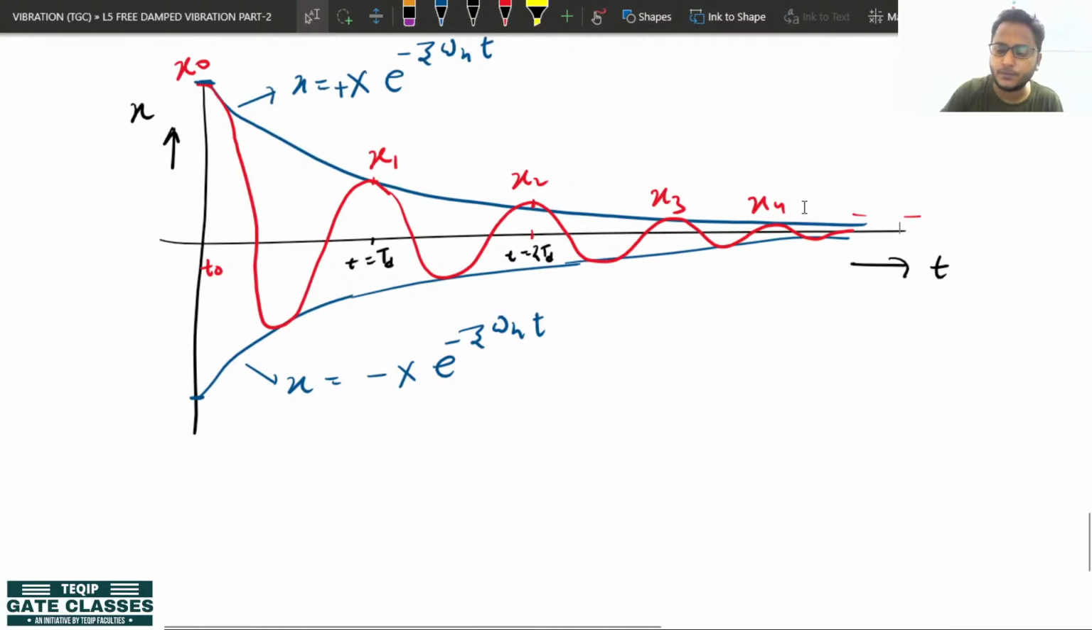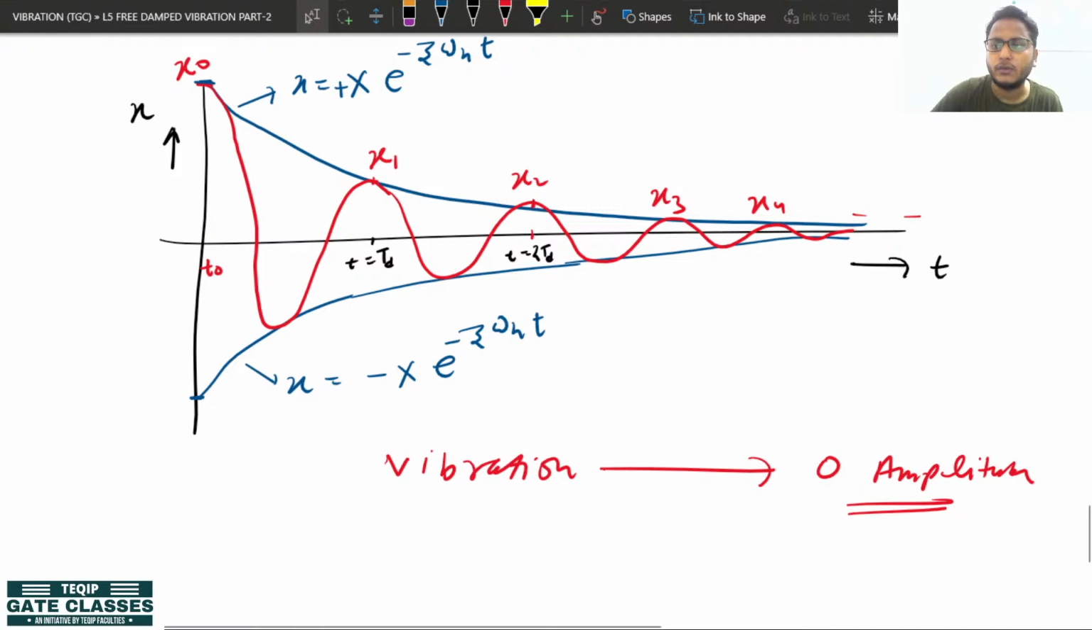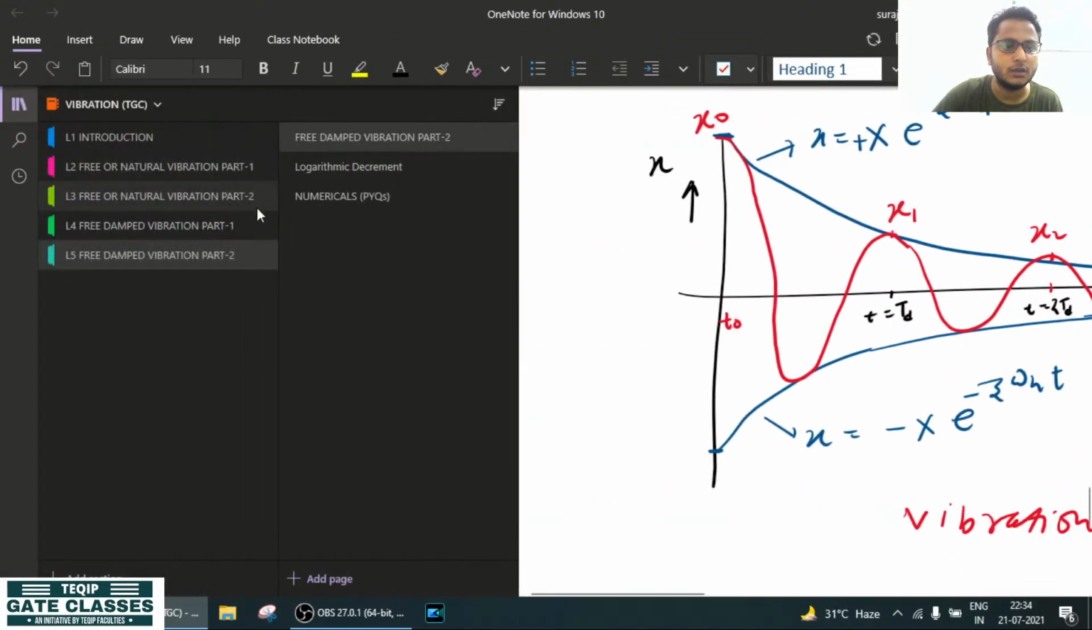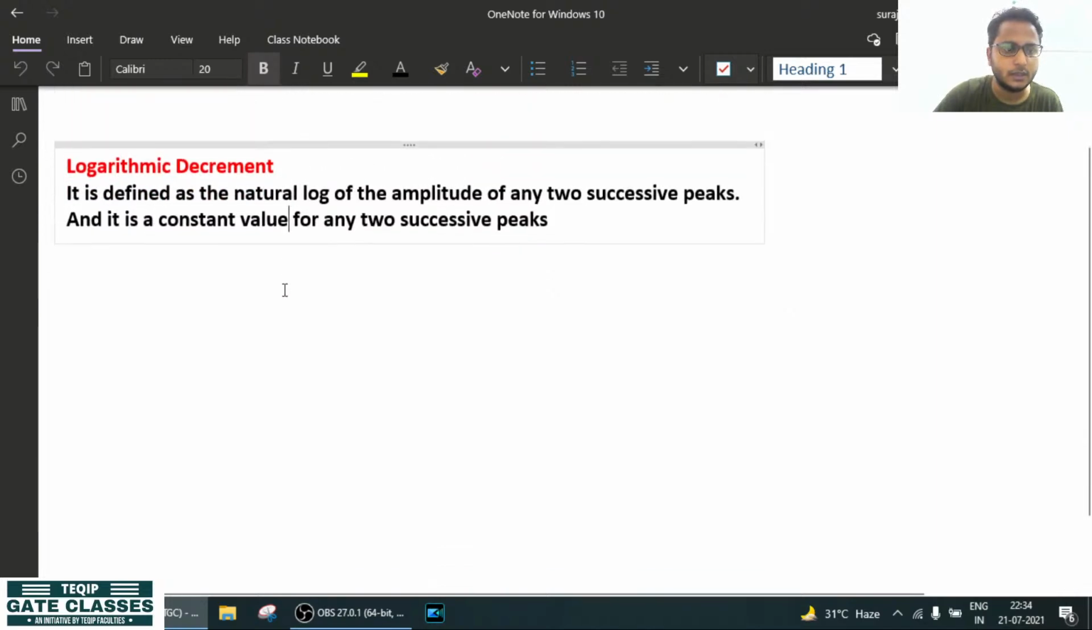This is vibration, but it is tending towards zero amplitude, right? So now I'm going to start the logarithmic decrement. Okay, what is logarithmic decrement? It is defined as the natural log of the ratio of the amplitudes of any two successive peaks.